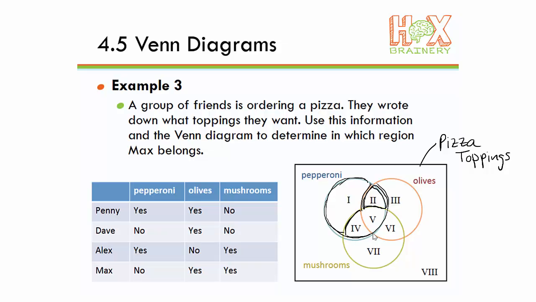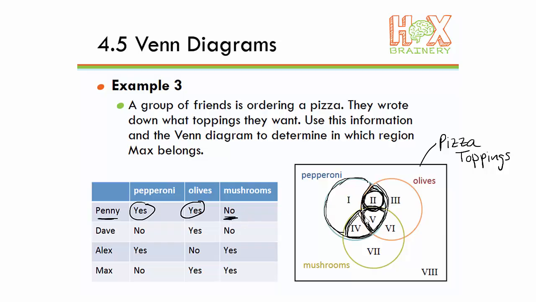And then region 4 here, where pepperoni and mushrooms overlap, this would be people who want pepperoni and mushrooms, but not the olives, because this region 4 doesn't overlap with the orange circle representing olives. And then region 5 here, this is where all 3 toppings overlap. This represents the region for someone who wants all 3 toppings, pepperoni, olives, and mushrooms.